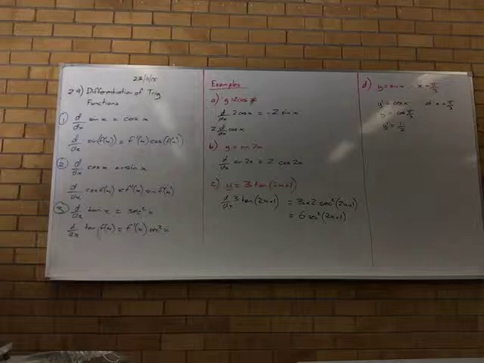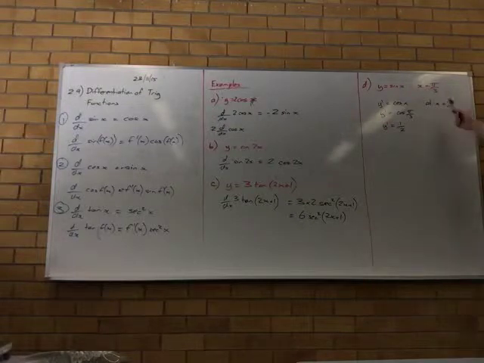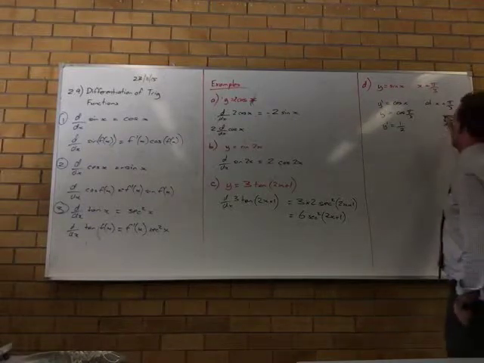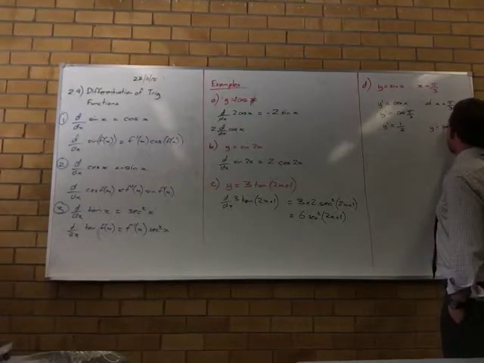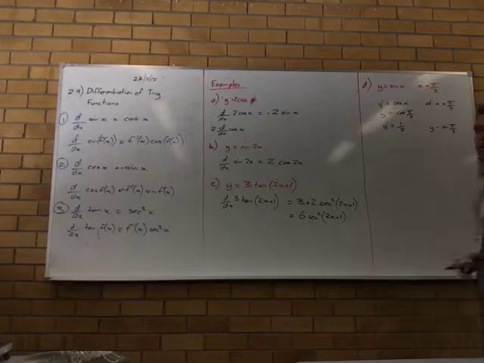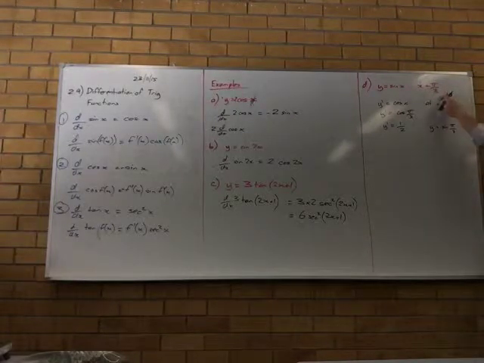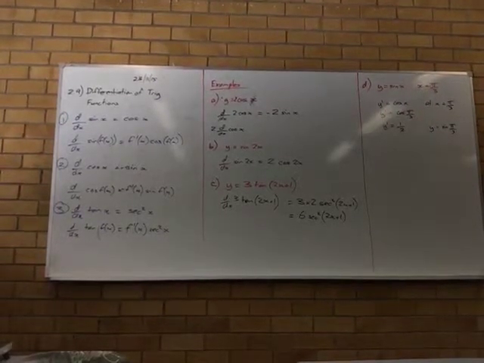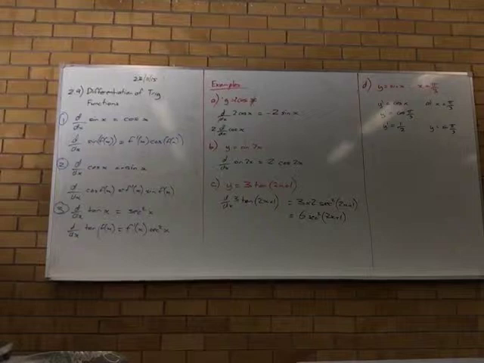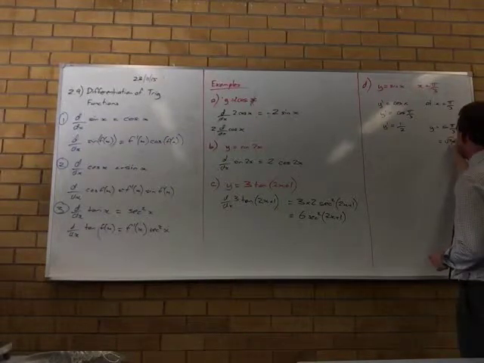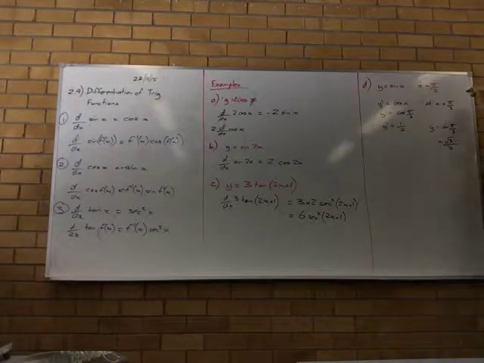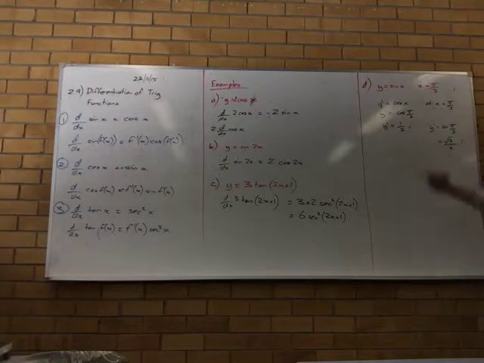Do we have the point? No. Well, we've got part of it, don't we? We're told the x value, but we're not told the y value. So what you need to do is then find the y value. So y is going to be sine of pi on 3. So when x is pi on 3, y is going to be sine of pi on 3. So what is sine of 60? So now you've got your point and your gradient.